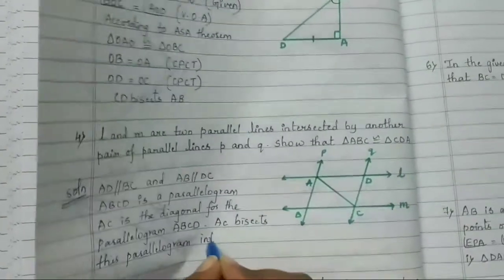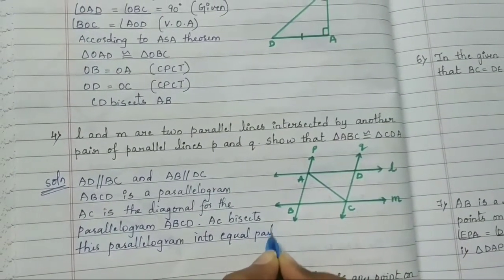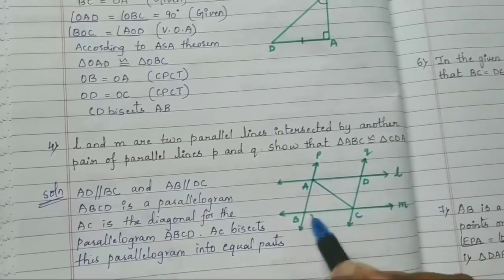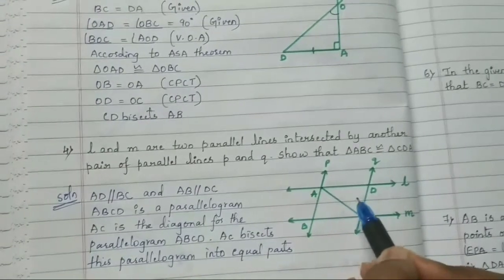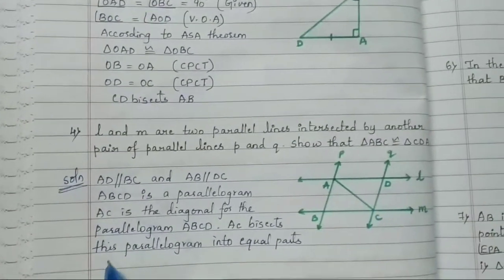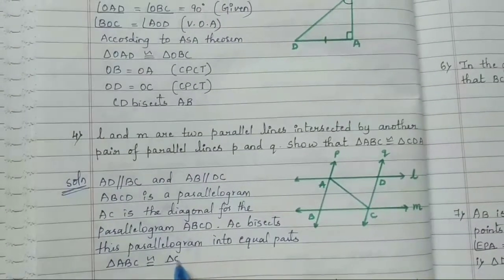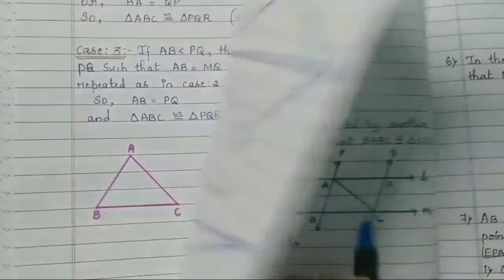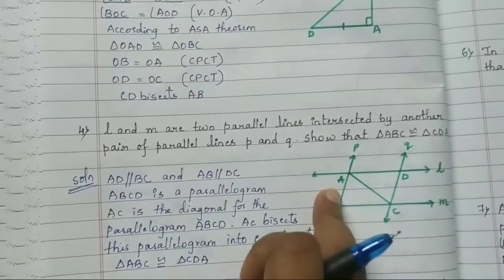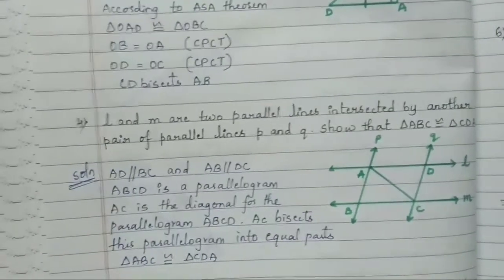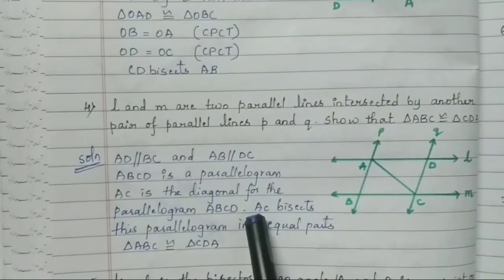As this is a parallelogram, this AC is dividing this parallelogram into two equal parts. So directly we can write triangle ABC is congruent to triangle CDA, just because this line is dividing this parallelogram into exactly half. Okay, that's all the answer. So only this you have to prove here.